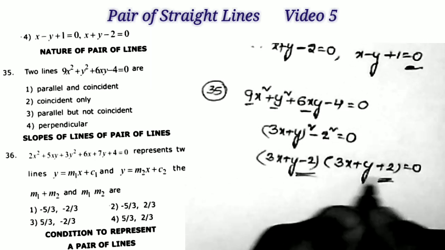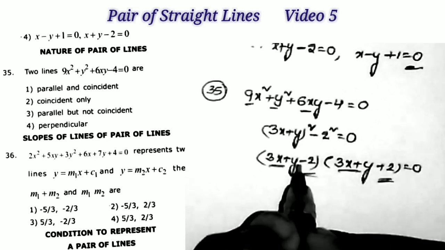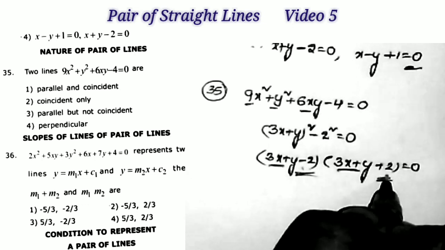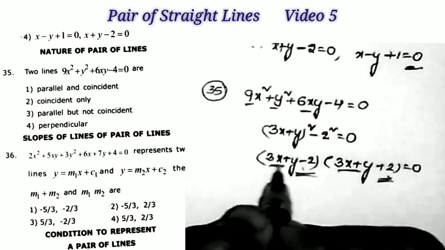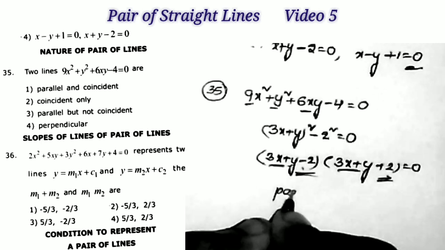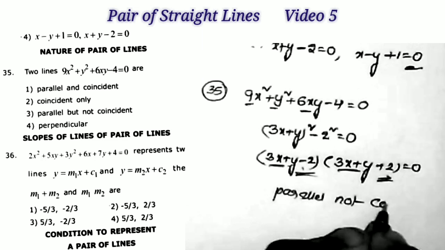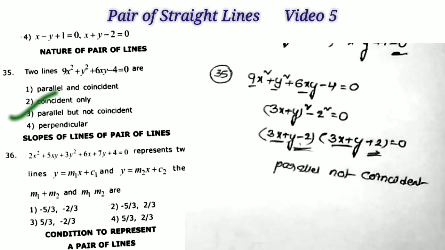Now what is the relation between these two lines? Clearly these two lines are parallel but not coincident. The constant is plus 2 and the constant is minus 2, but the 3x plus y part is the same. That is, the lines are parallel but the lines are not the same. So the answer is parallel but not coincident, that is the third option.